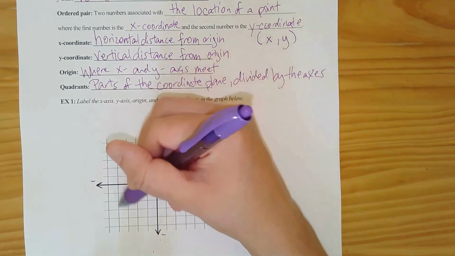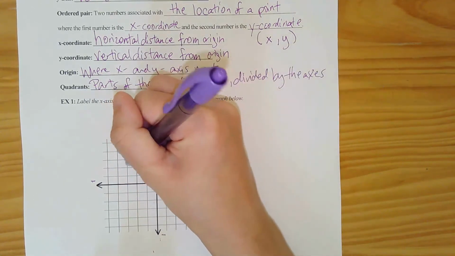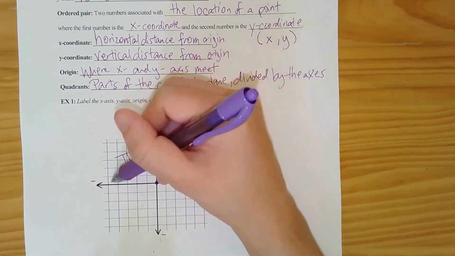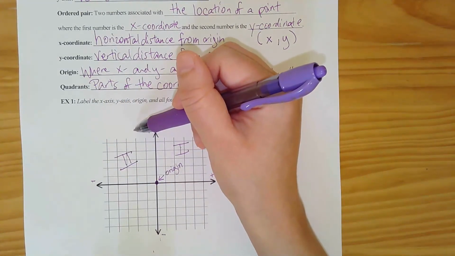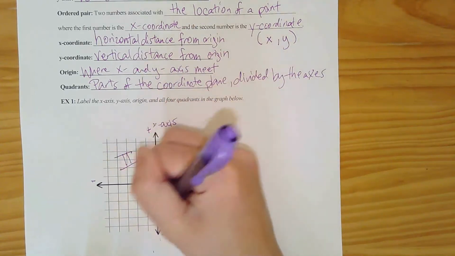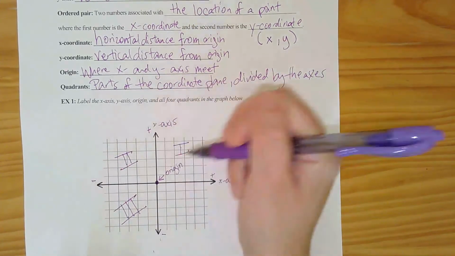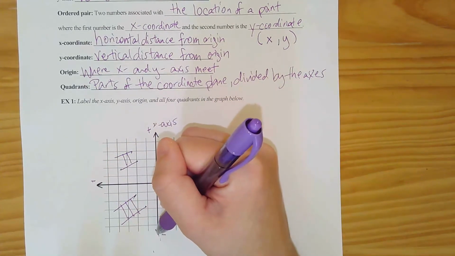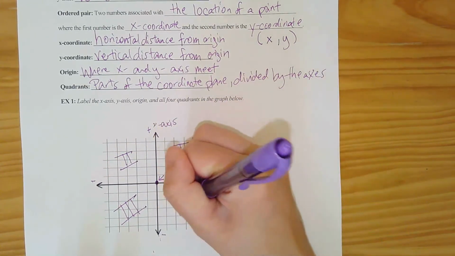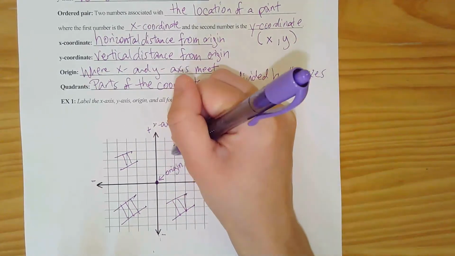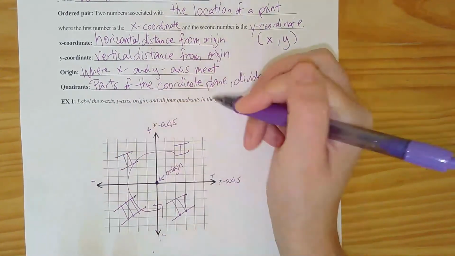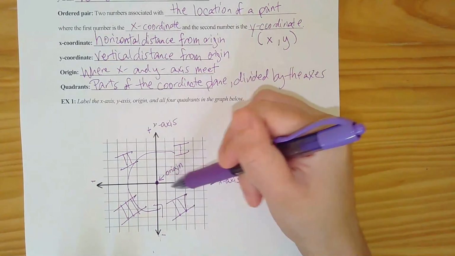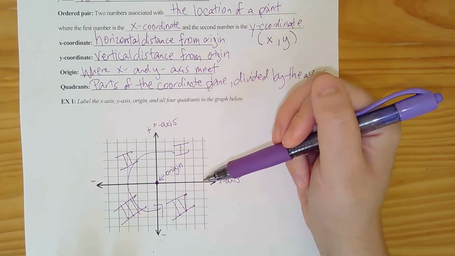Then you continue around in a C. So the second quadrant is over here. So the second quadrant has negative x values and positive y values. Continuing in my C, the third quadrant is down here, so it has negative x's and negative y's. And my fourth quadrant is this last one. So you notice I went around in a C. First, second, third, fourth. And the fourth quadrant has positive x values and negative y values.